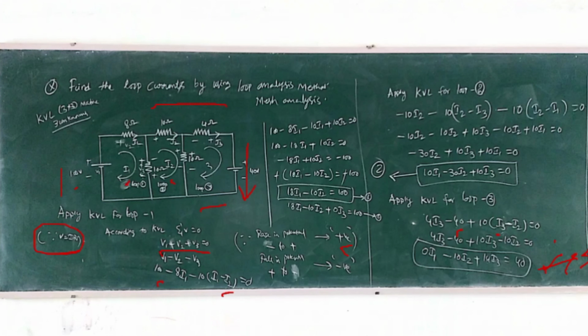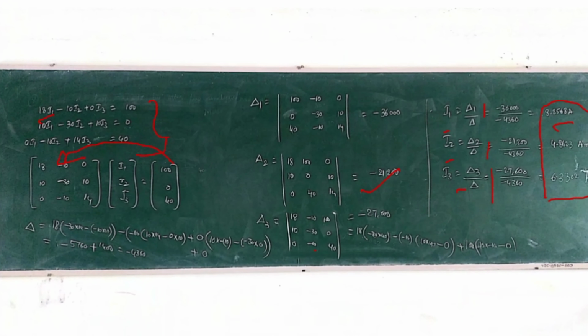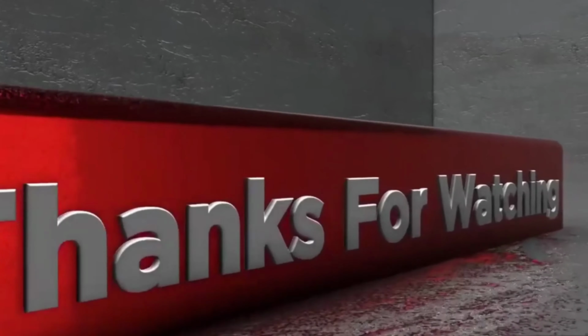The question asked only for the loop currents, hence we calculated the loop currents. Like this we apply a 3 by 3 matrix. How to obtain the 3 by 3 matrix? From the 3 equations, after that we calculate I1, I2, I3. This is the method of doing KVL or mesh analysis with a 3 by 3 matrix, or the three loop method.